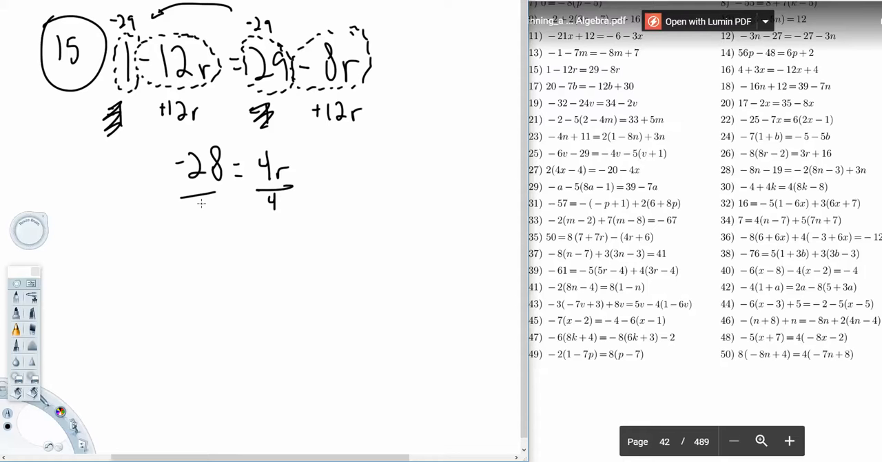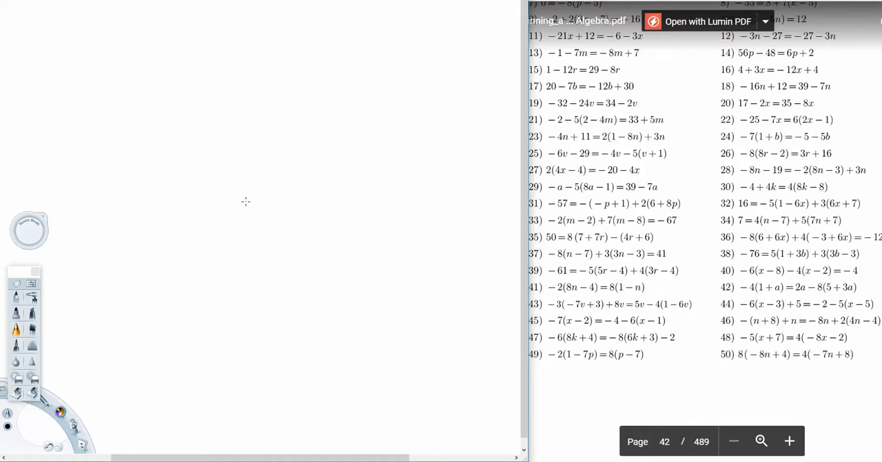Divide both sides by 4, right? Because 4 times r, if you divide by 4, equals r. So boom, here I get a negative 7 equals r. That is the right answer. Moving along at kaleidoscopic speed. It's a big word, kaleidoscopic.